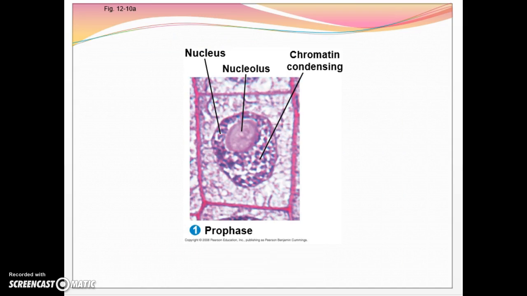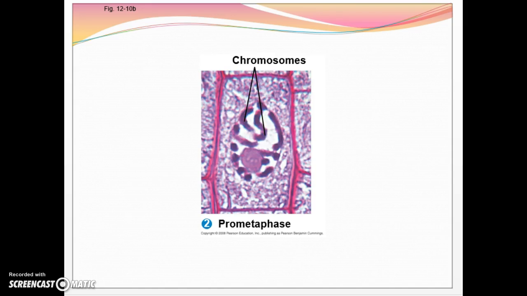Okay, here's some more pictures. This one is showing prophase. In this case, you can see the nucleolus, you can see the nucleus, and you can see the chromatin condensing. So this is our nucleus here, that's the nucleolus. The chromosomes are out here and they're starting to condense.